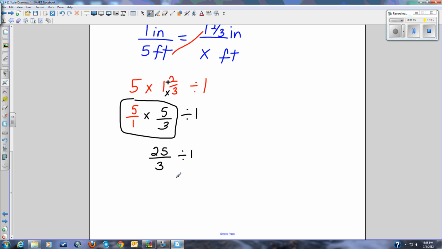Anything divided by 1 just gives you the same number back again, so we get 25/3. It might make a little more sense, since this is an improper fraction, since the numerator is bigger than the denominator, if we changed it into a mixed number. The way we do that is we say 3 goes into 25 8 times. We have 1 left over because 8 times 3 is 24. Take that away from 25, we get 1 that's left over, and we keep our denominator. So we have 8 1/3 feet. And so that is the width of the actual bedroom.